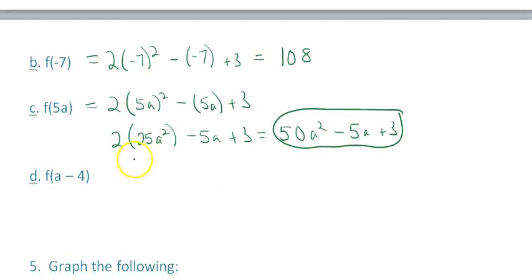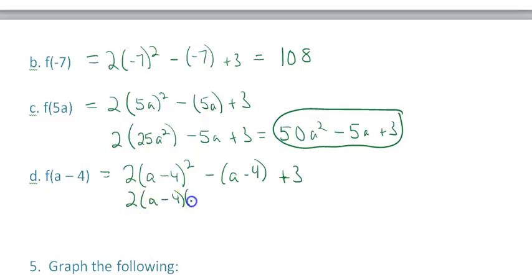Now, D is similar, but you've got to do a little bit more work. So again, I'm just looking inside the parentheses. It tells me I'm going to plug in a minus 4. So I take my x's out. I put in a minus 4. Make sure at this part you put it in parentheses because you'll need to distribute that negative. And then, if you'll remember, it's probably best to write this one twice, a minus 4, a minus 4, because you can't just say a squared and 4 squared like you could up here. This makes you have to do FOIL or double distribution, however you want to call it.